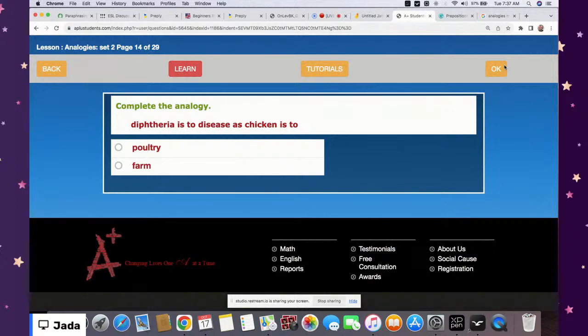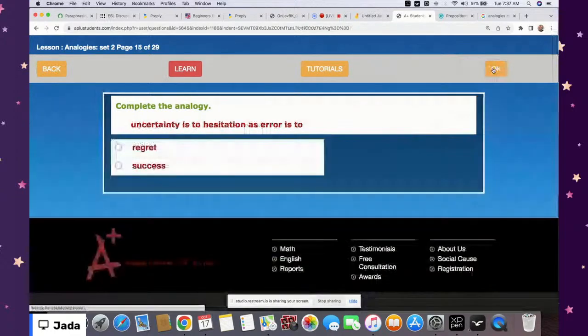Chicken is a farm or poultry? Chickens are actually kept in a poultry. Where you have chickens is called a poultry. That's where they rear them. You can have chickens on a farm, but the main name for where the chickens grow up is a poultry. Okay?